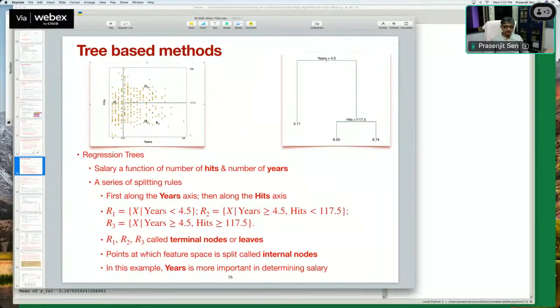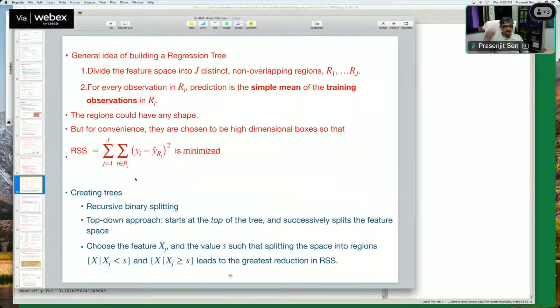Now, what do we do with these regions? This is where the general idea of prediction comes in. So I showed you a simple two-dimensional example. My feature space is p-dimensional, and I want to divide this p-dimensional space.